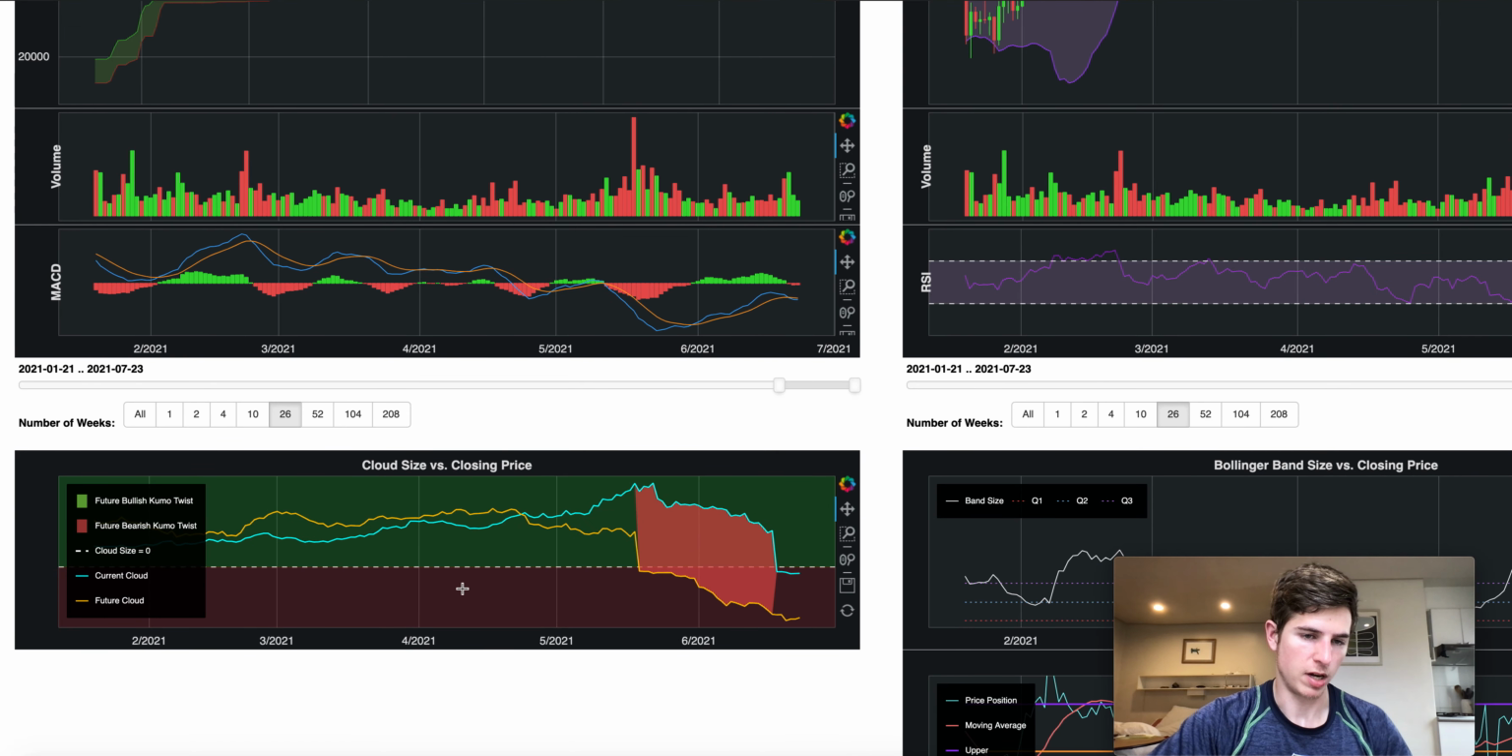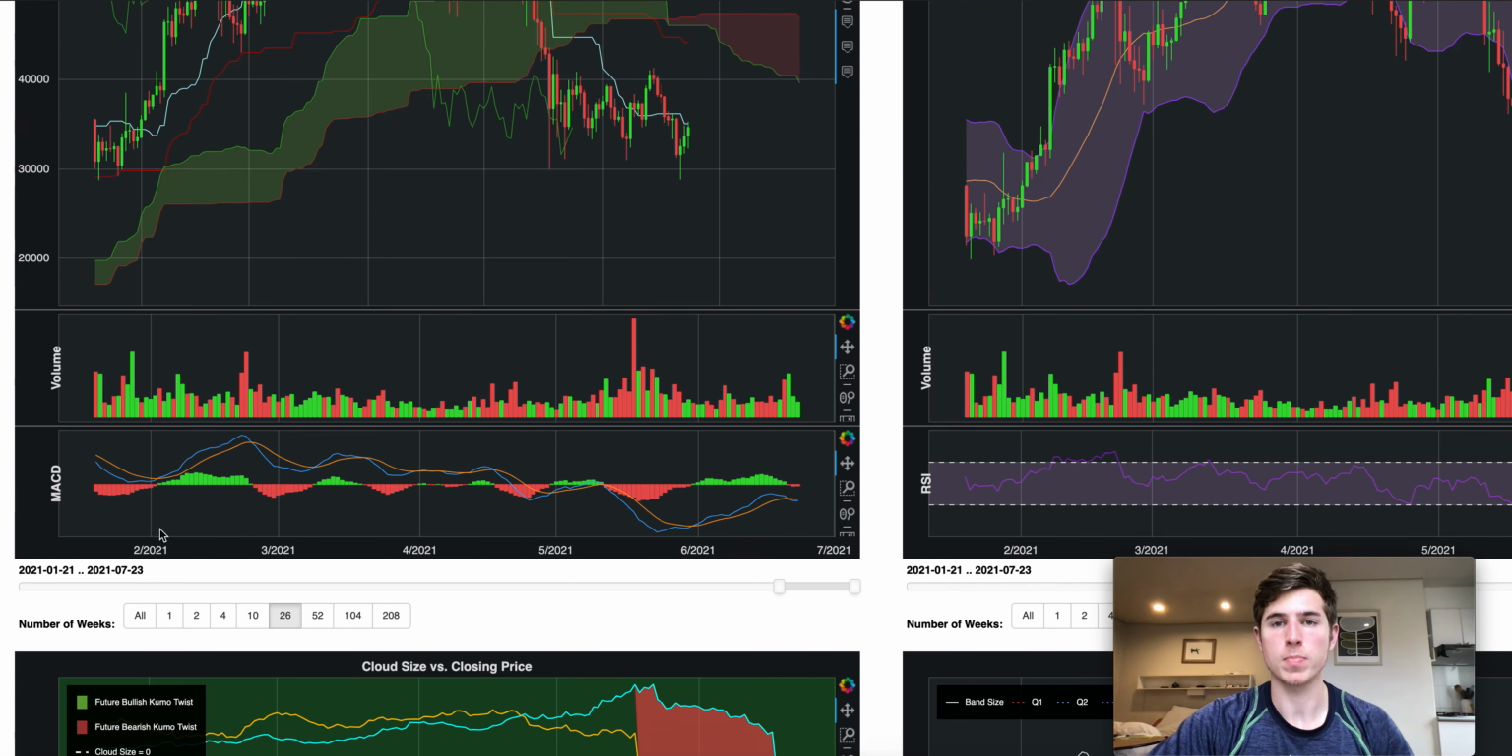Down here, we have kind of a novel representation of Ichimoku Cloud featuring bullish Kumo twists and bearish Kumo twists.